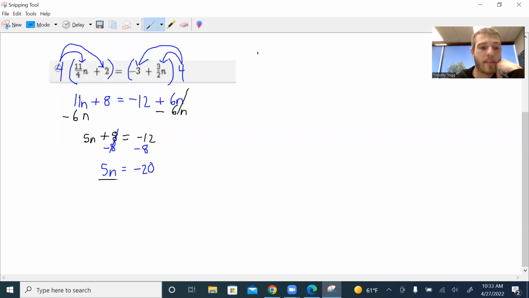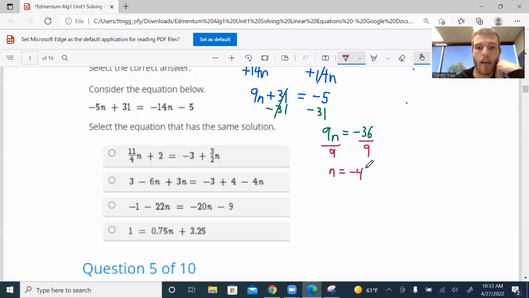Lastly, to get n by itself, we use the division property of equality, dividing by 5 on both sides of the equation. N is negative 4 in this case. Is that what we're looking for? Yeah, it is. Perfect. So we only had to do one equation. That's good. You could do the other ones to check if you like, but I'm pretty confident we did that correctly.